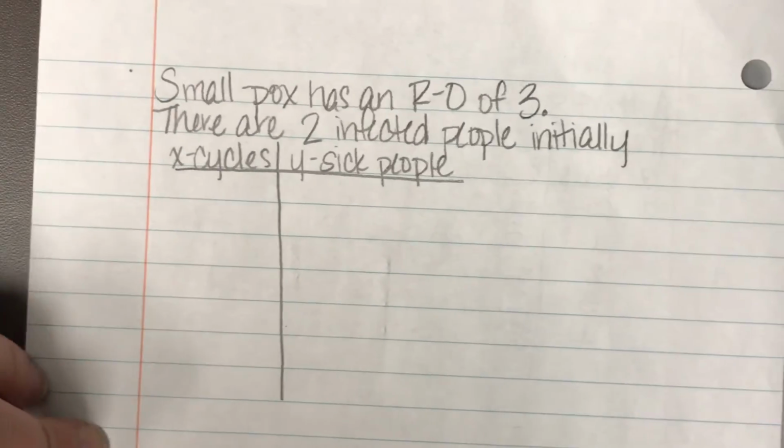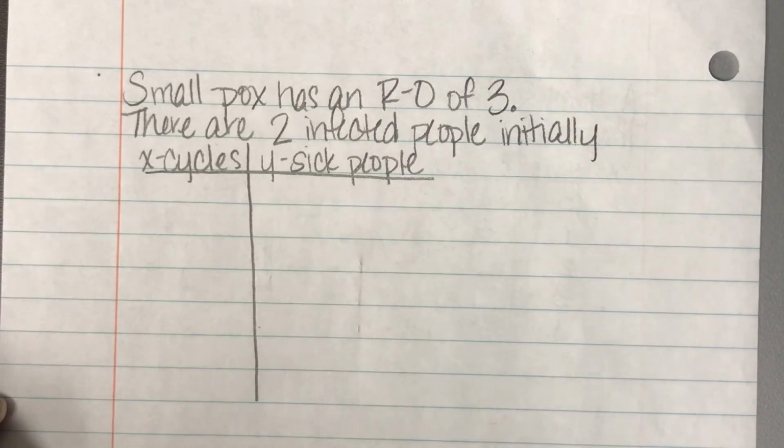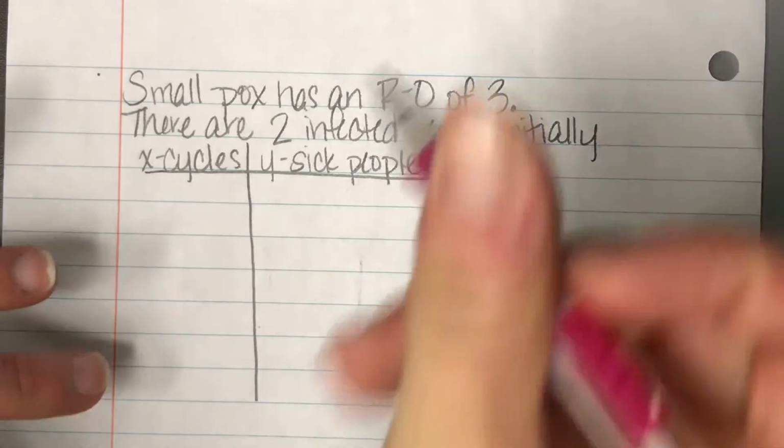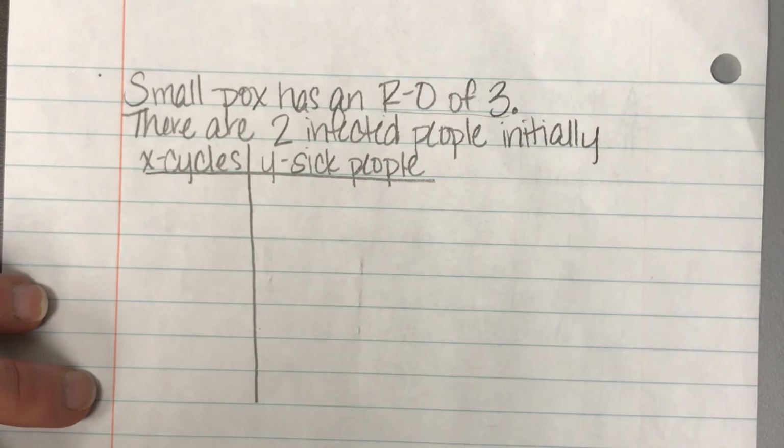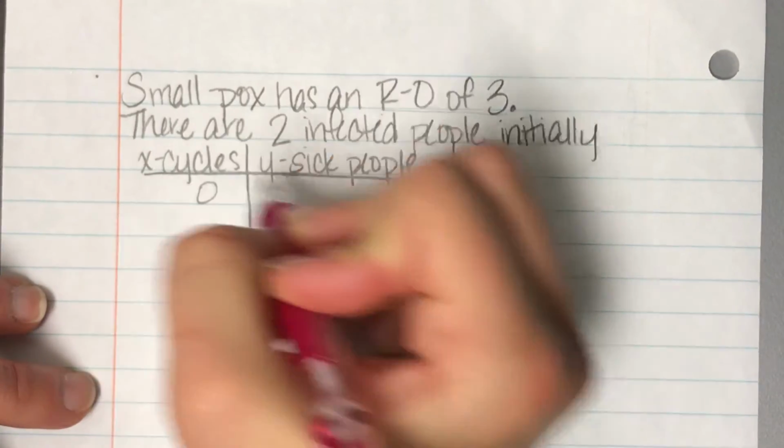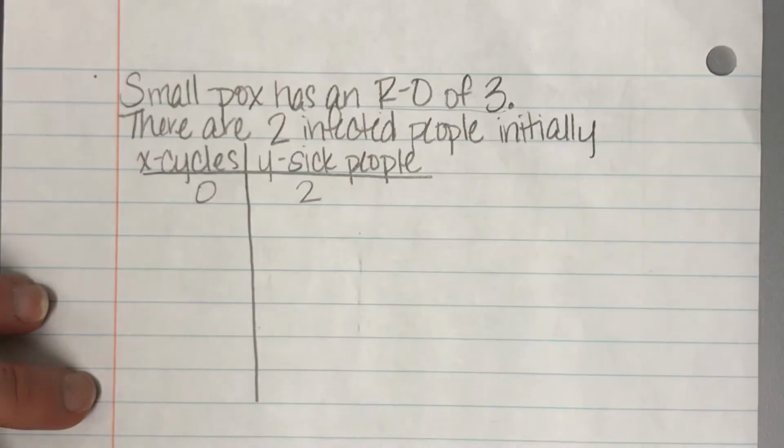Let's look at an infection situation. Smallpox has an R0 of 3. R0 is just how many people everybody infects, okay? So I start at 0 cycles. There are 2 sick people.